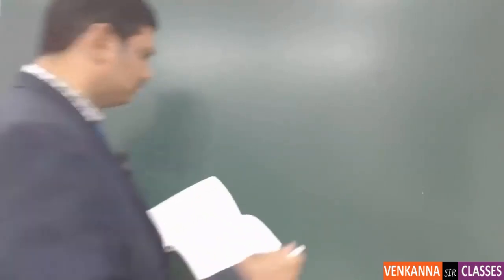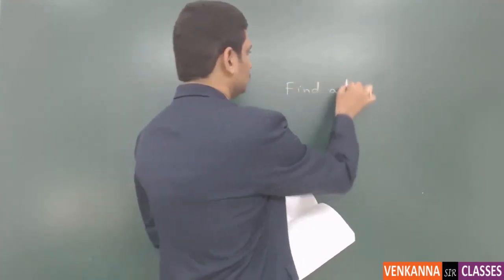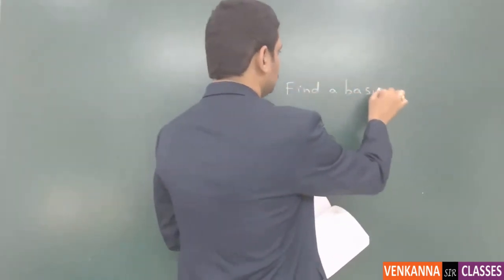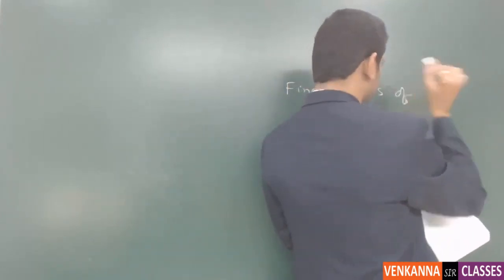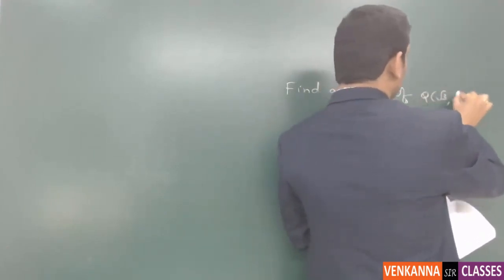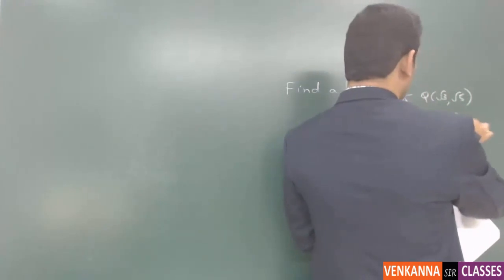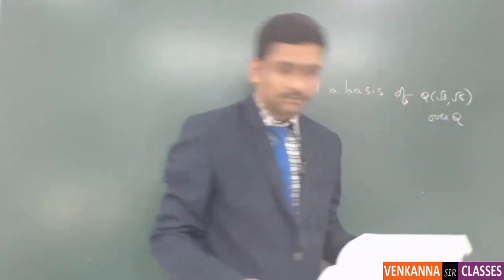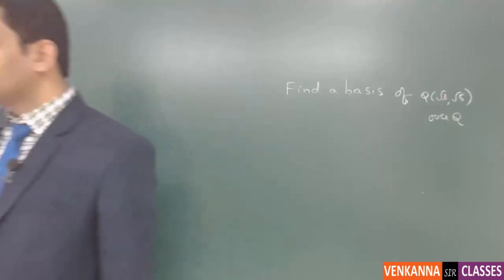So this is the problem. Find a basis of Q of root 3 comma root 5 over Q. This was the question. Please take a note of that. After noting, please inform.